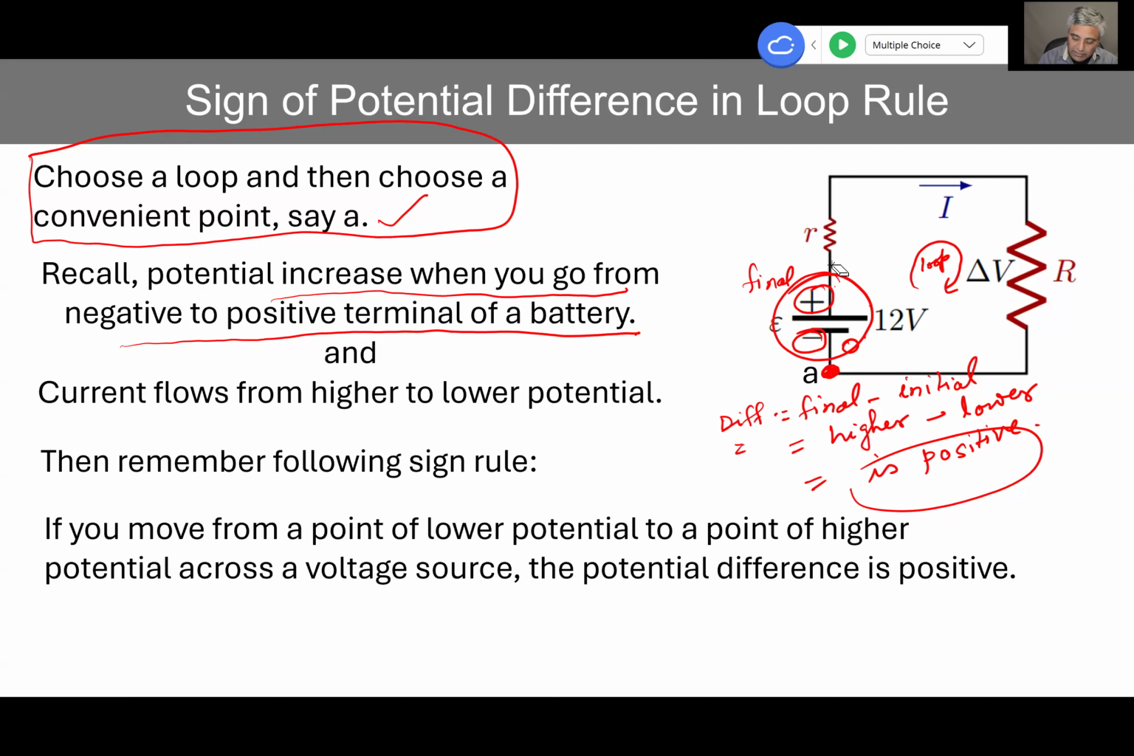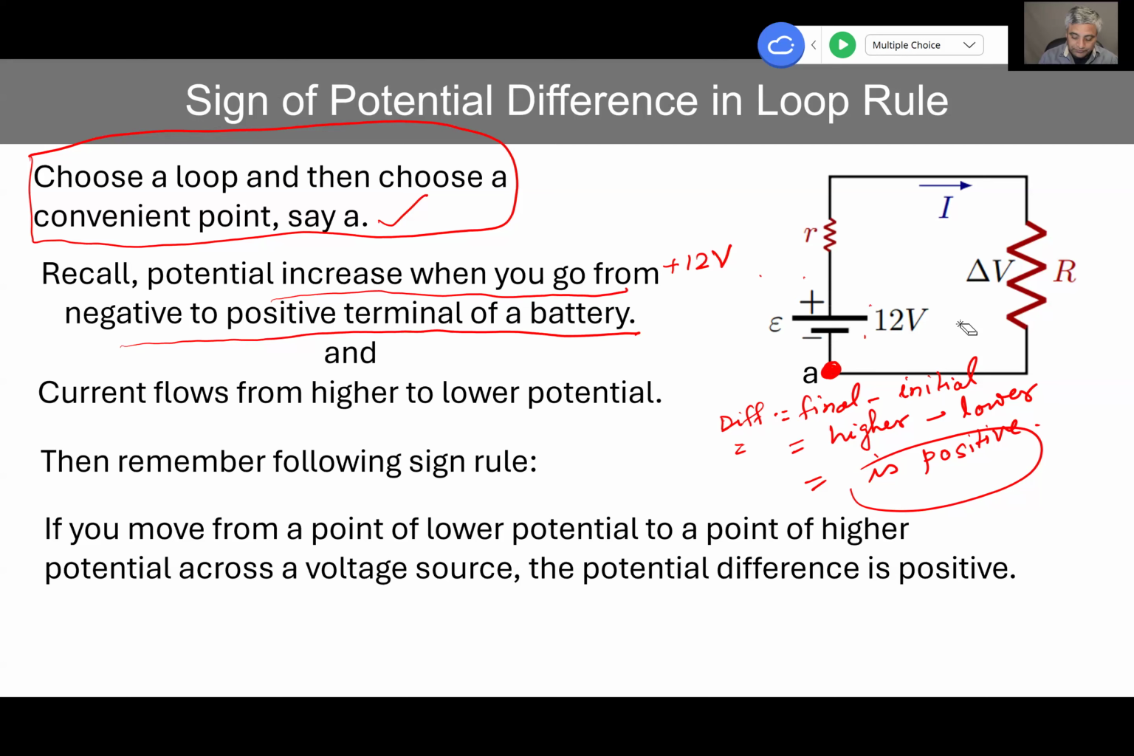So when I'm doing this, there is 12 volts. Is this 12 volts positive or negative? Now we know it is positive 12 volts, for this clockwise loop starting from here. That is important. If you were to go the other way around, the same thing would be negative. That's why choosing the loop is important.